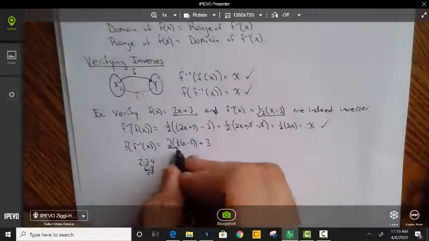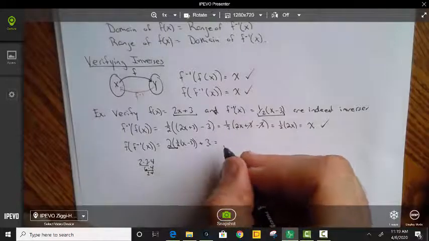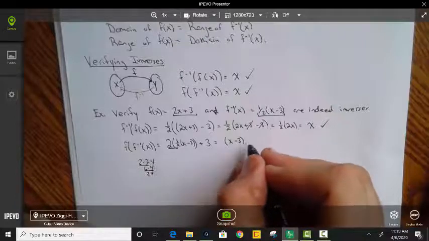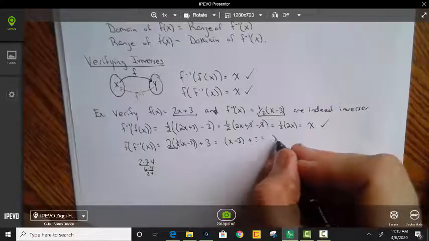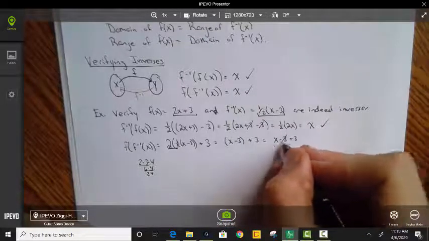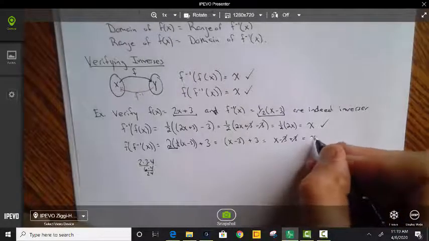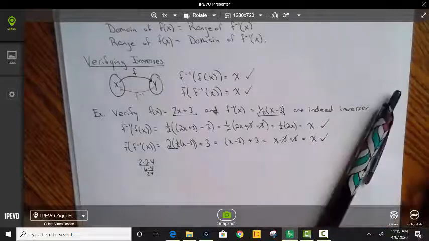We're going to do 2 times 1/2 first, which just makes 1. So really we just get the x minus 3, and then the plus 3. And then once again, since we're adding, we don't need the parentheses, so the minus 3 and the plus 3 cancel, which then gives us just x. So that indeed does check.